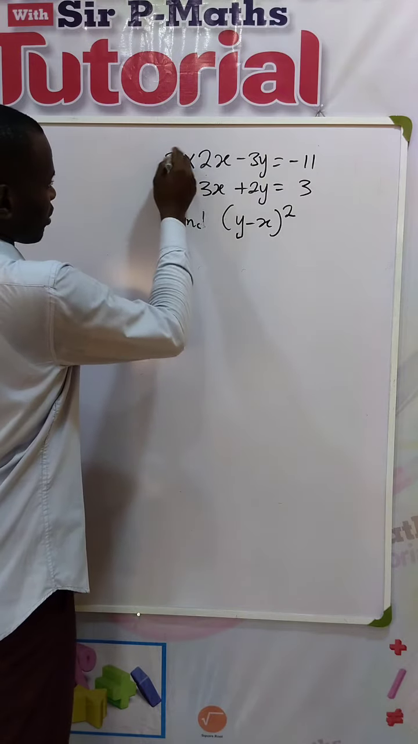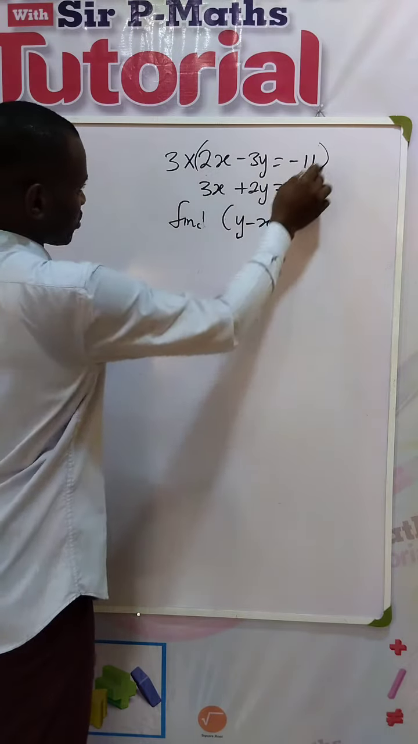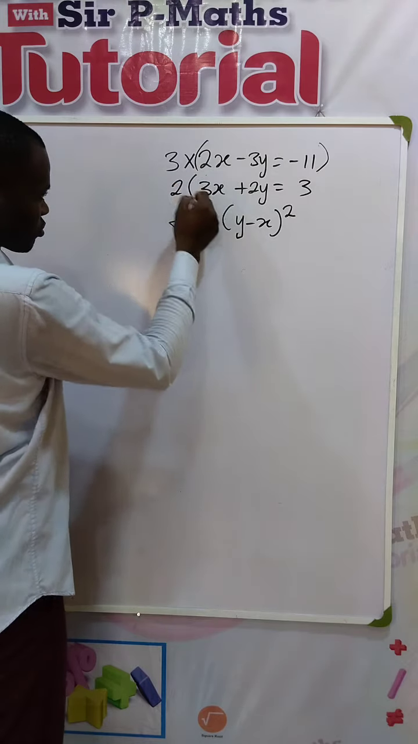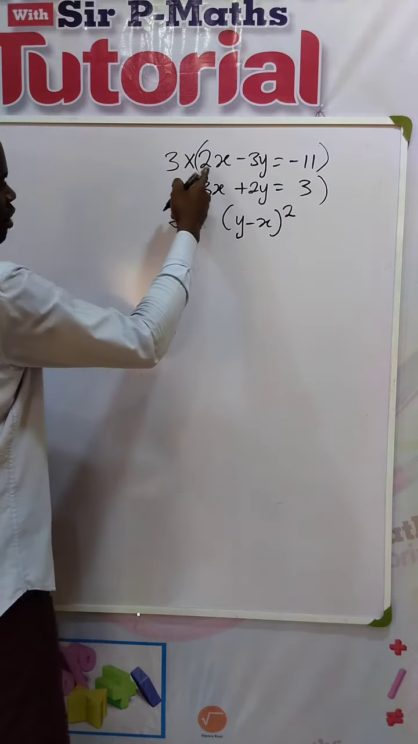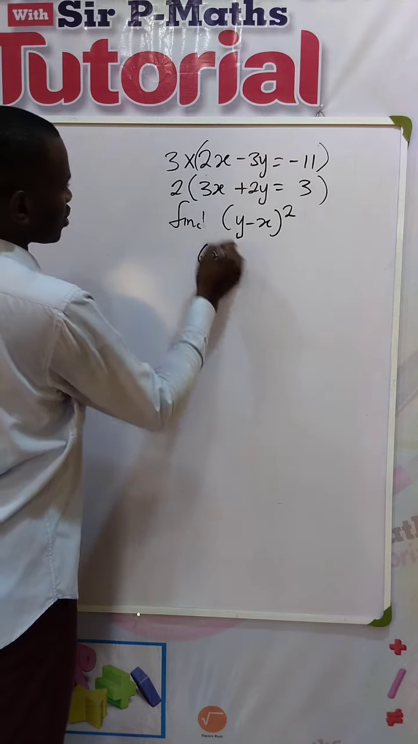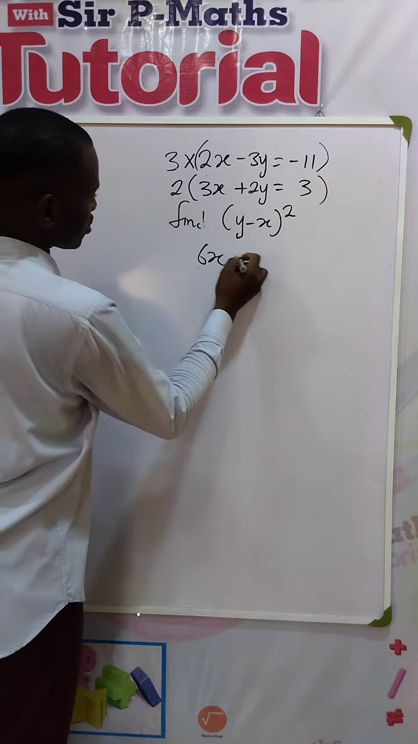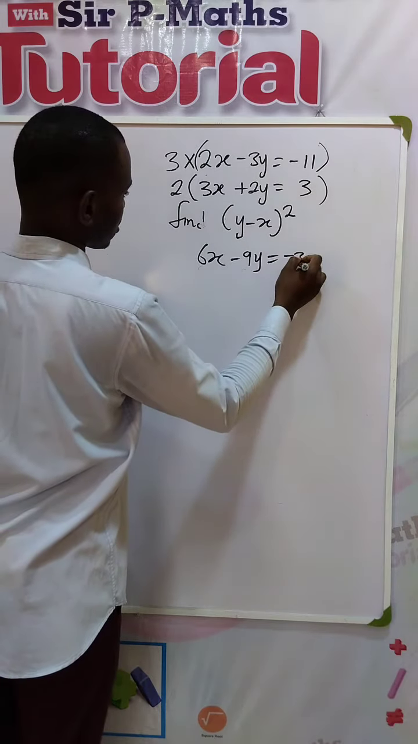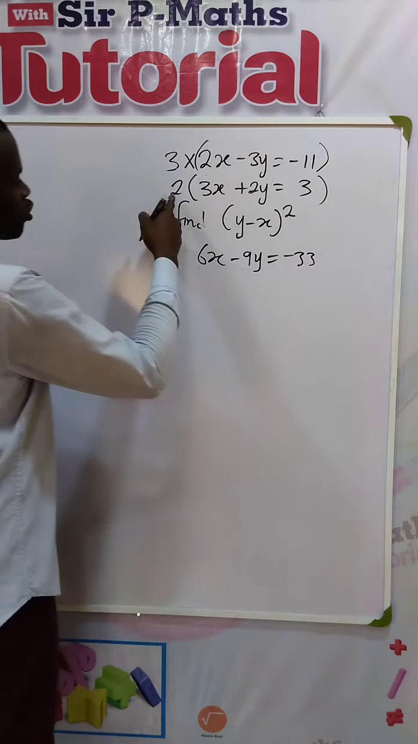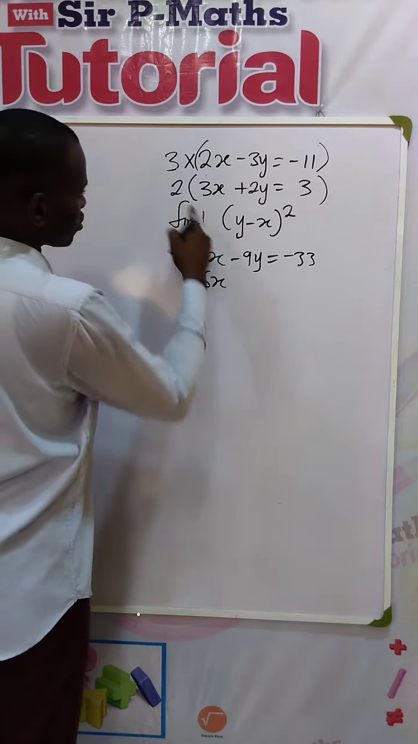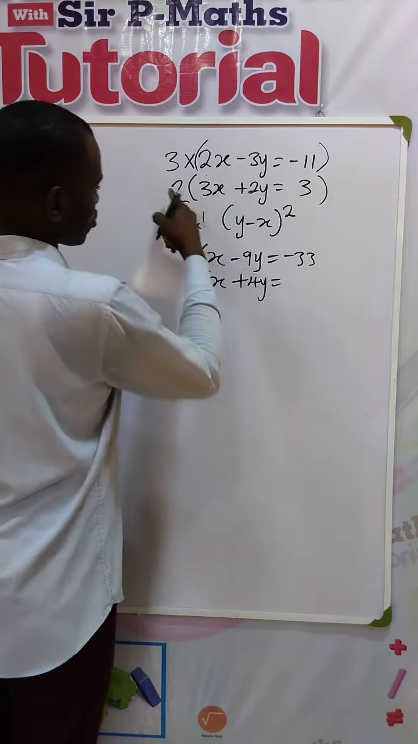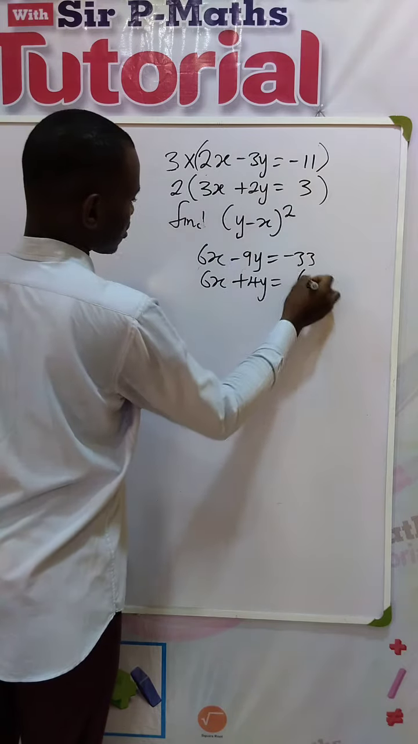So I'll multiply the first equation by 3, every term here. Multiply the second one by 2. All right. So 3 times 2x is 6x. 3 times minus 3y is minus 9y. 3 times minus 11 is minus 33. Then 2 times 3x is 6x. 2 times 2y is 4y, equals 2 times 3 is 6.